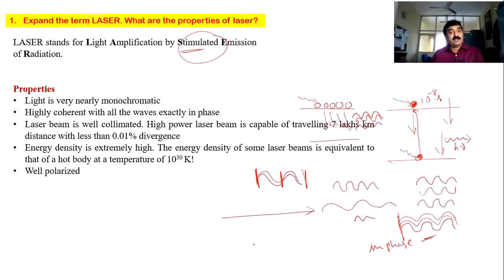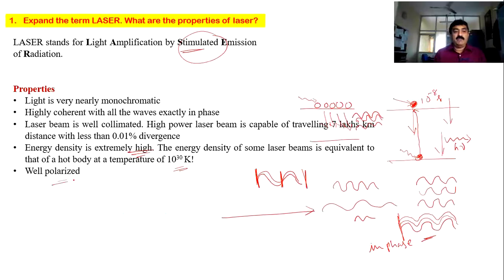Believe it or not, it can travel several thousands of kilometers with minimum deviation. Ordinary light cannot do that. And then the energy density is extremely high. The laser beam is so strong that you can drill holes in diamond, you can cut metals, you can weld metals, and you can reach temperatures up to 10 power 30 Kelvin. Such a high temperature we can achieve.